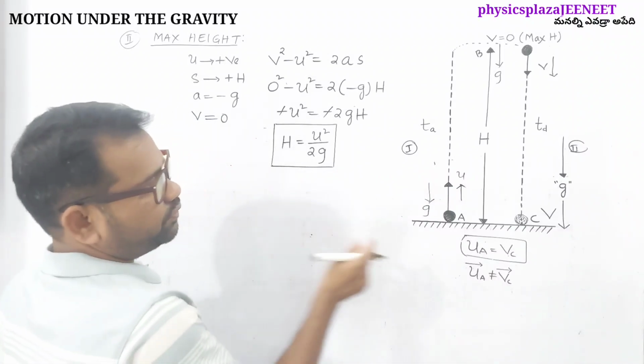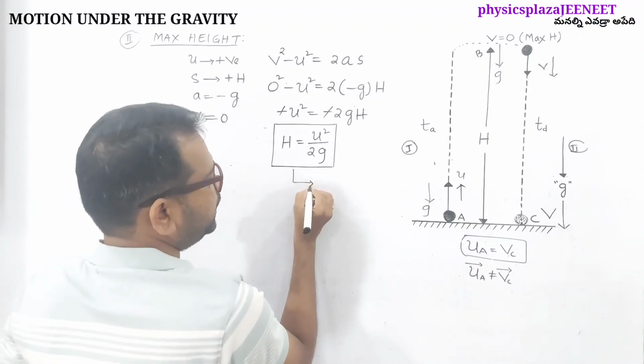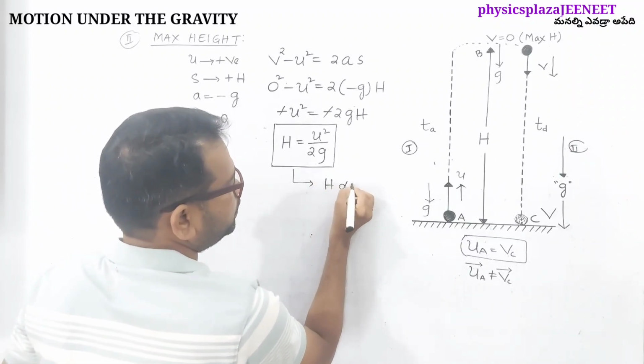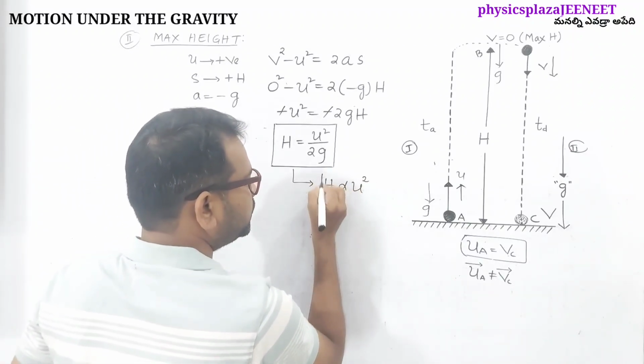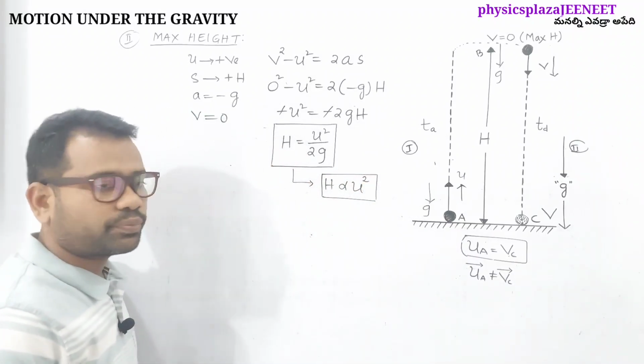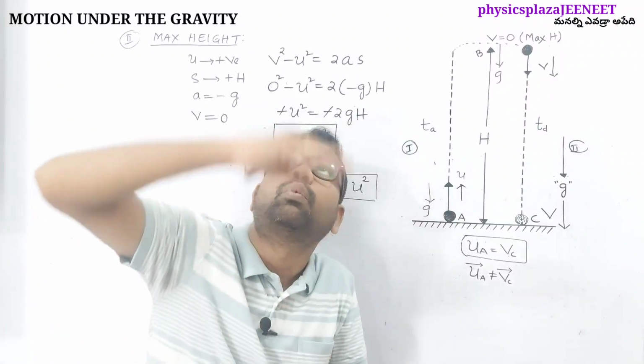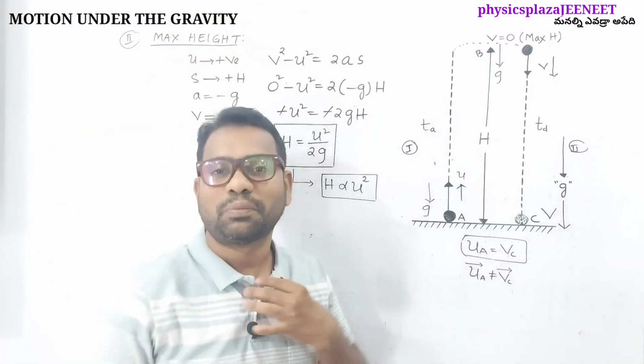Here also, if you can see, g is a constant, right? So here h is directly proportional to the square of the initial velocity, the so-called velocity of projection. With more velocity, if you throw a body, obviously it can reach more height. The maximum height will be more.